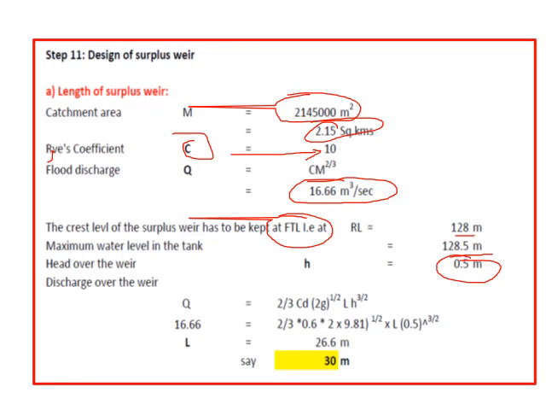You know that Q is equal to 2 by 3 Cd root 2g L H to the power of 3 by 2. So you know the flood discharge, you know Cd is 0.6, and the driving head is 0.5 meters. So we can find out what should be the length of the weir. So the length of weir comes to about 226.6 meters, accounting for the dam stones. So we can fix the length of the weir as 30 meters.